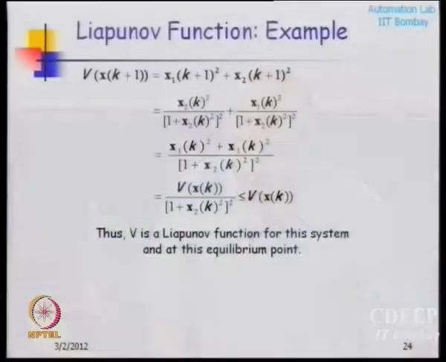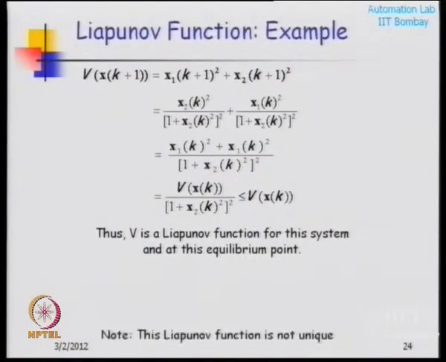So V of xk plus 1 is always less than V of xk. Sorry, I made a mistake, let me correct. V of xk plus 1 is always less than V of xk. So as time progresses, this Lyapunov function value reduces, and so this is the Lyapunov function for the system.